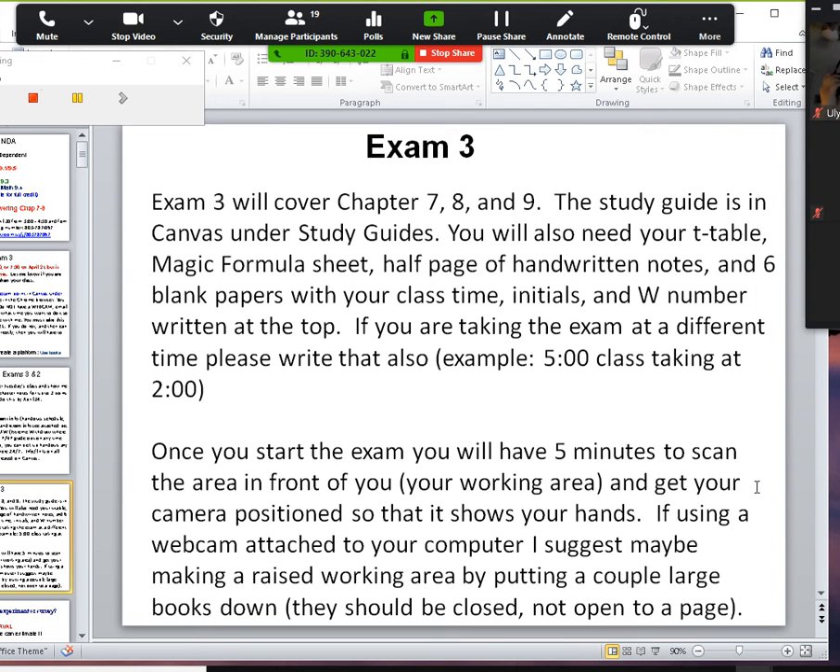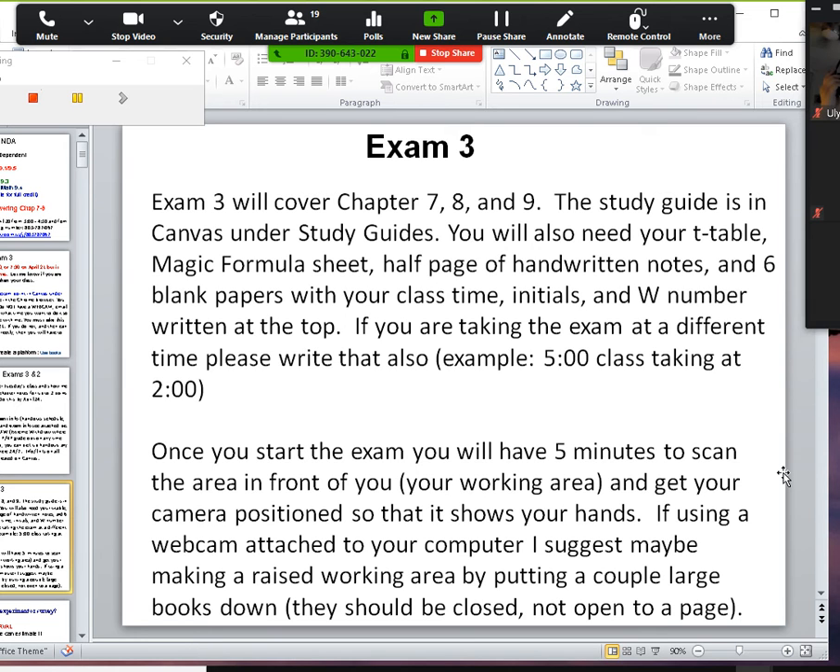Jay, can you go ahead and read this part here? Okay, Exam 3. Exam 3 will cover chapters 7, 8, and 9. The study guide is in Canvas under Study Guide. You will also need your T-table, the magic formula sheet, half page of handwritten notes, and 6 blank papers with your class time, initials, and W number written at the top. If you are taking the exam at a different time, please write that also. Example, it's a 5 p.m. class, taking it at 2 p.m.